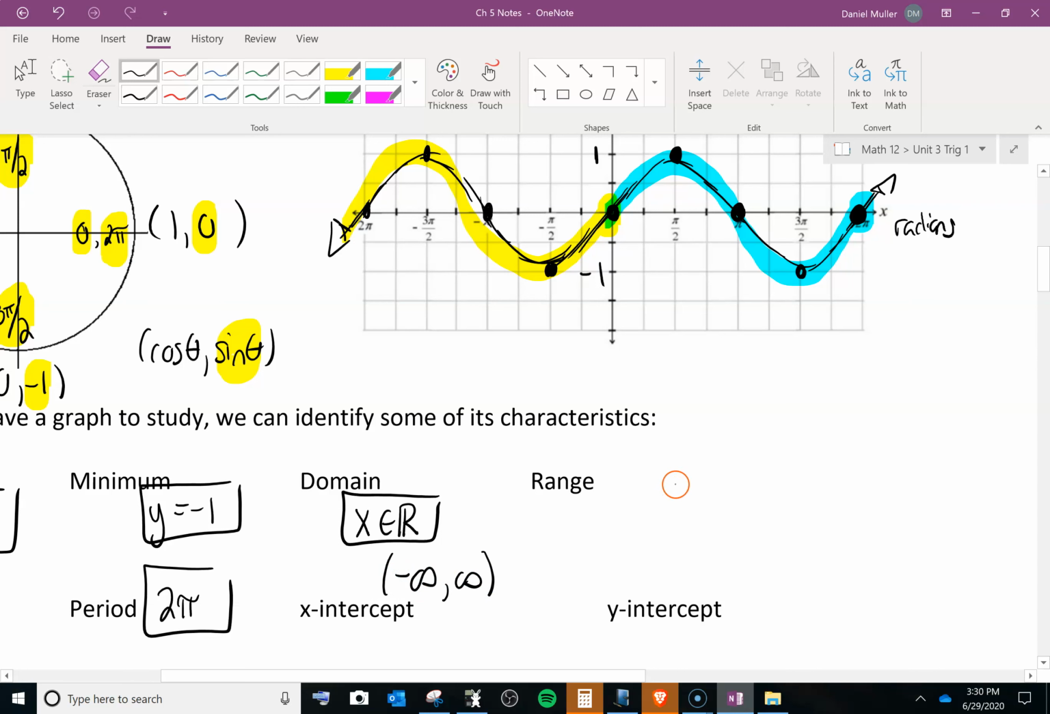Now the range is different, how high and how low. So range is how far down, comma, how far up. And if you equal that, then you could do a square bracket. So how far down does this go? It goes to negative 1. How far up does it go? It goes to positive 1. And it actually hits those dots. They're not open circles, so we do square brackets.